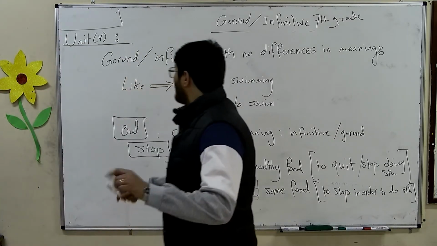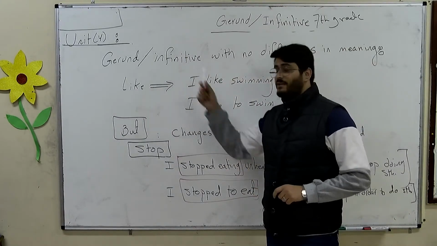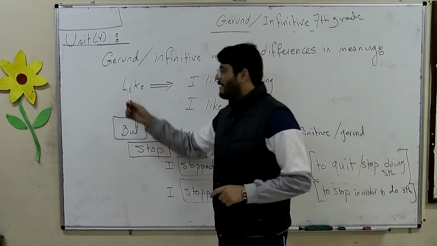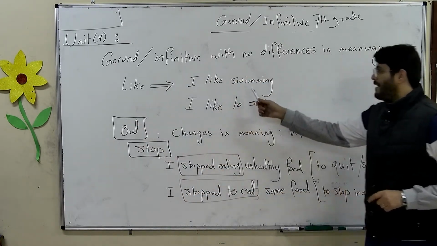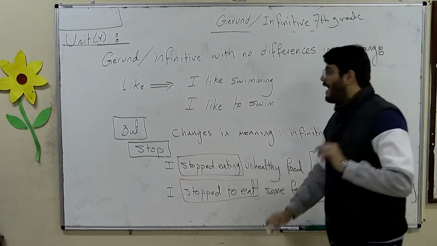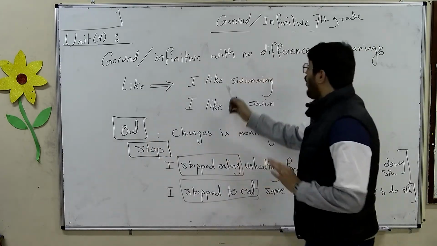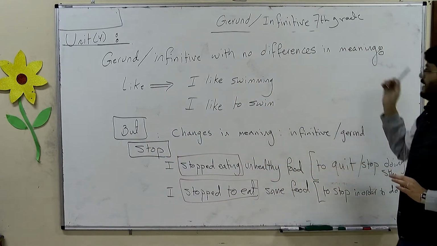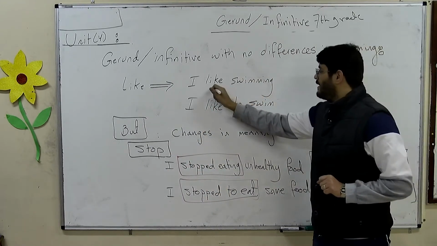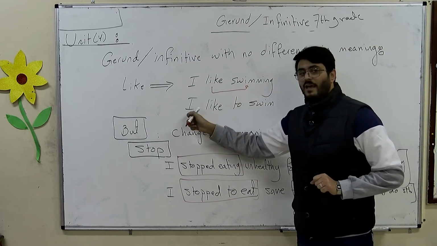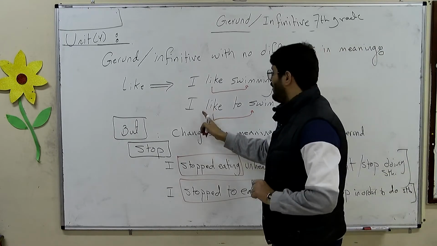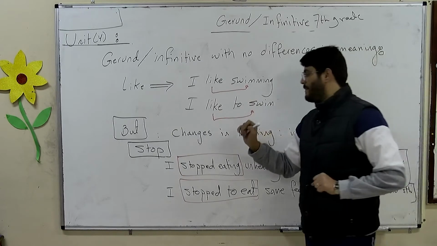Now, my students, we have gerund or infinitive with no differences in meaning. For example, we have the verb like. We can say I like swimming with gerund, or I like to swim. There is no difference in meaning. Like is followed by gerund in the first, and by infinitive in the second, and there is no difference in meaning.